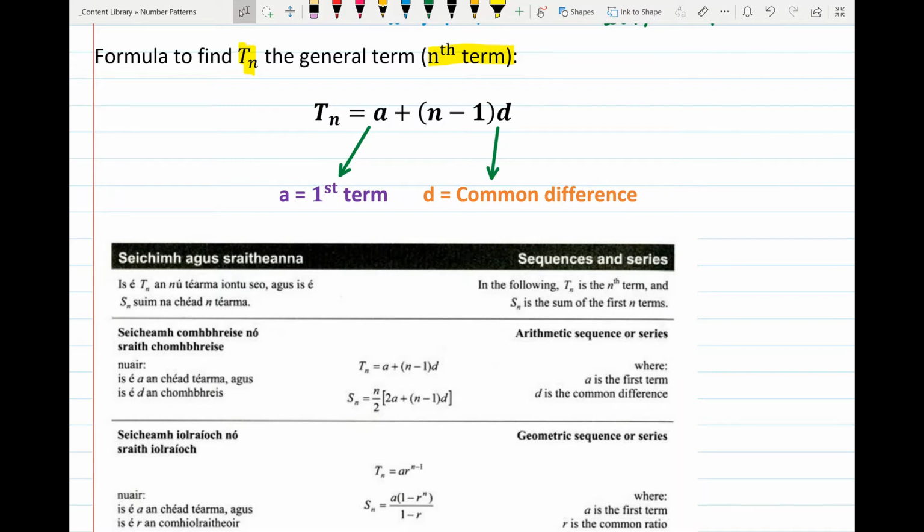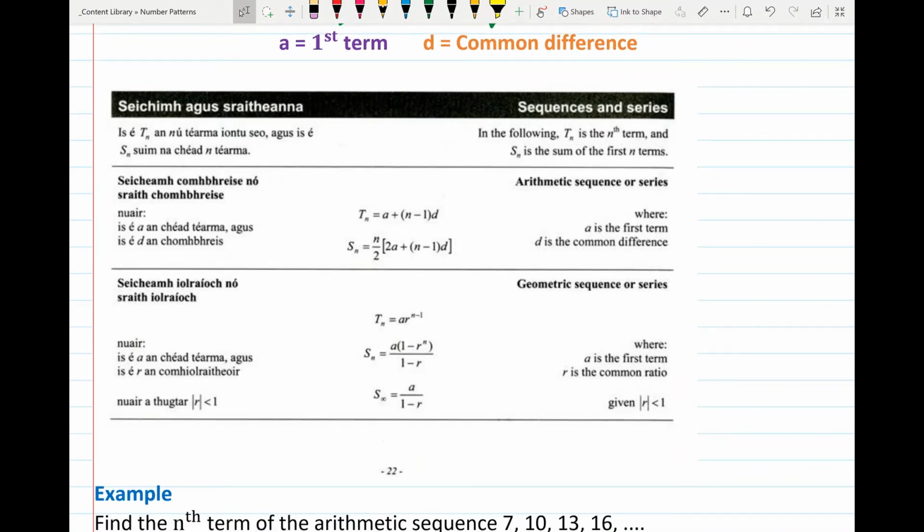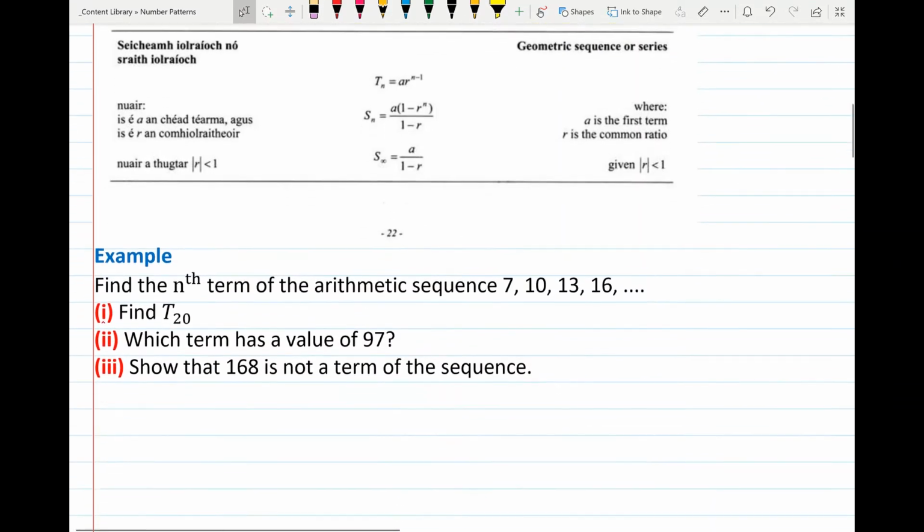n is the term number. This is also given to you in the log tables on page 22 under the sequences and series heading, and it says right here, arithmetic sequence, Tn equals a plus n minus 1 times d, and a is the first term, d is the common difference. And at the very top it also tells you Tn is the nth term, so the general term. Using that then, we have an example.